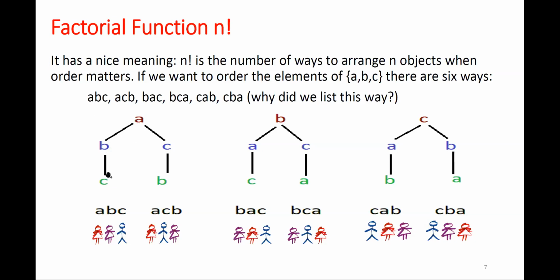And so this path would be A, B, C. So I've done it red, purple, blue. This path would be A, C, B, and I've done it red, blue, purple. So I'm having the red person associated to A, the blue to C, and the purple to B.